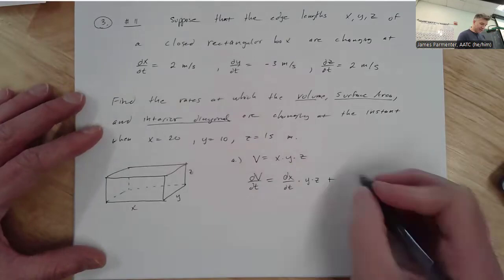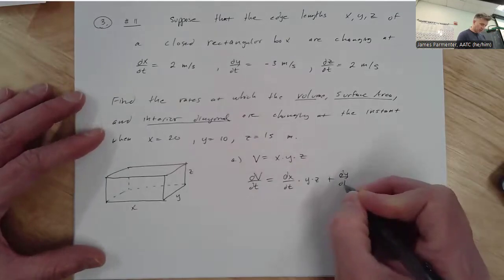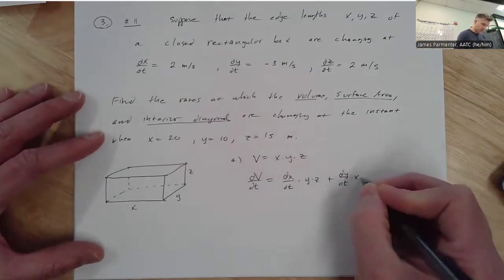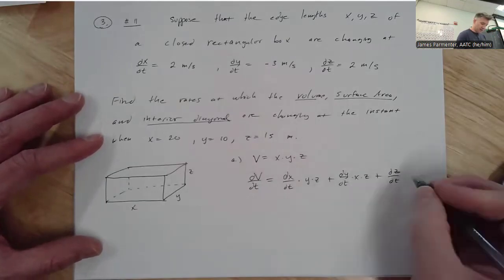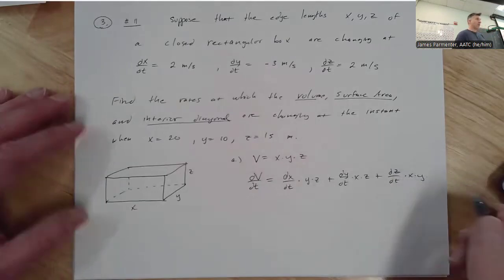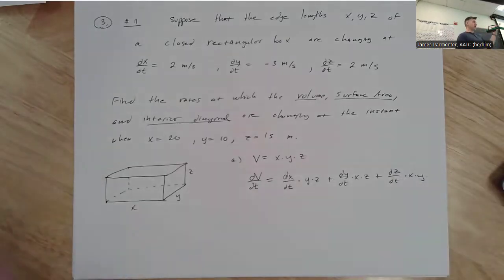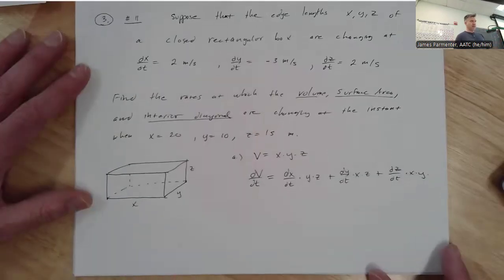We're for sure going to get a dy/dt multiplied by the other two things left alone. We're for sure going to get a dz/dt multiplied by the other two things left alone. This way of saying it, you get the derivative of one thing multiplied by all the other things left alone, works for the product of any number of things. It's kind of great. And then the rest of this is kind of the dumb part.